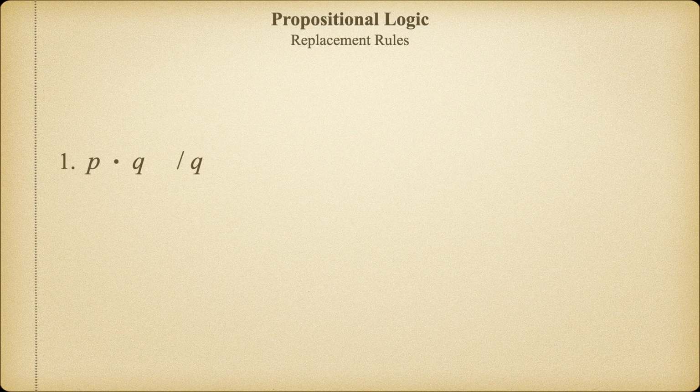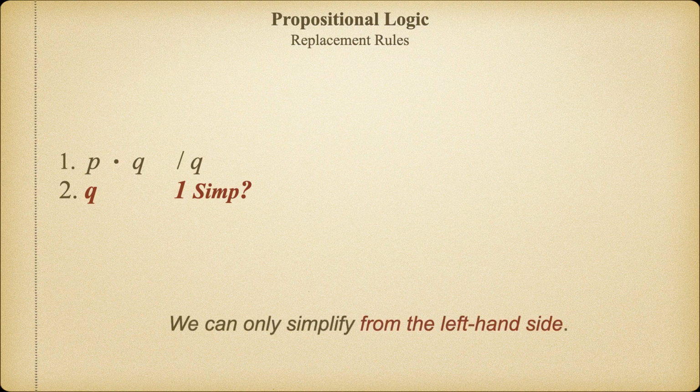Here, we want to derive Q from P and Q. Of course, we'll want to apply the rule of simplification. We've already proven that that's a valid argument form, but notice that we can't. We know that we're only allowed to simplify the left-hand conjunct in simplification. And now we're ready to understand why that operational rule applies.